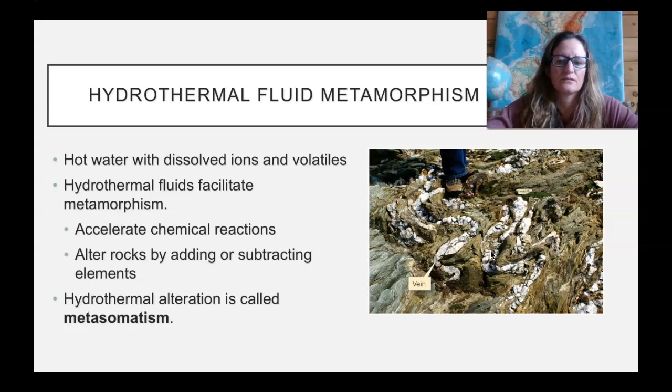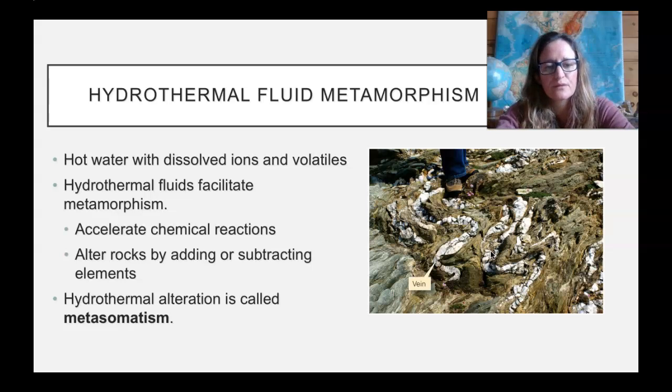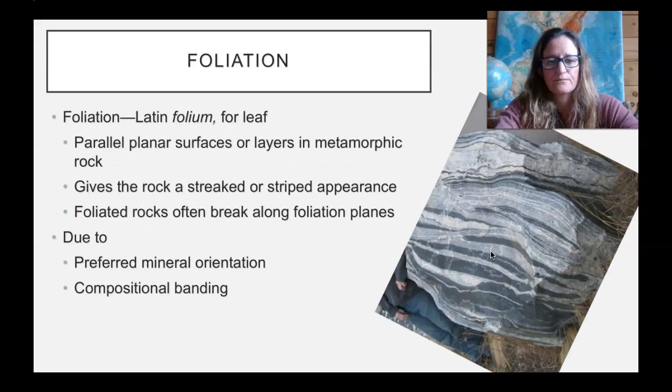Circulating fluid, so hot water has a way of dissolving ions and moving them around. And so it makes metamorphism happen faster, and the chemical reactions happen faster. We can add and subtract ions into the system with the circulating fluids. There's a special name for that kind of metamorphism. It's called metasomatism. So if it's occurred by fluids, it's metasomatism.